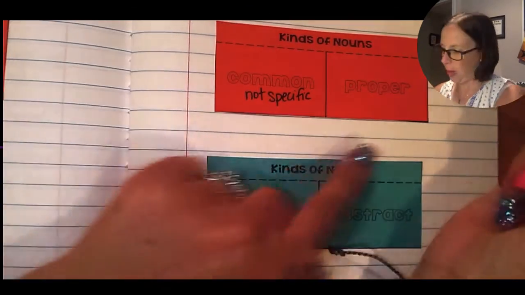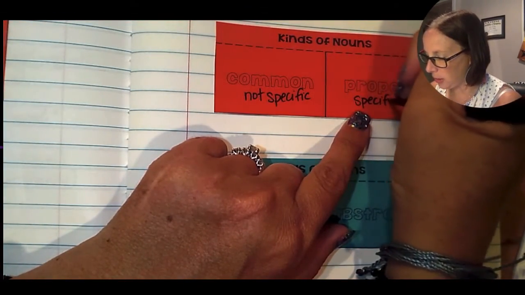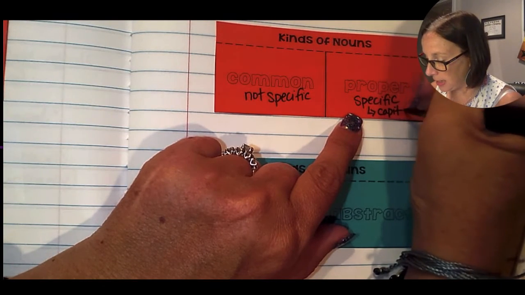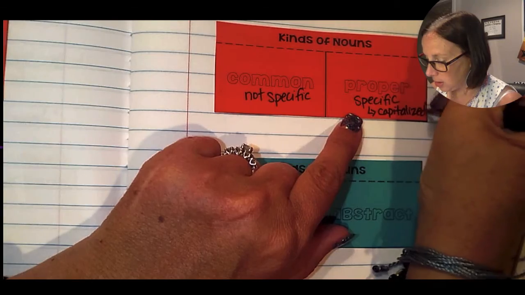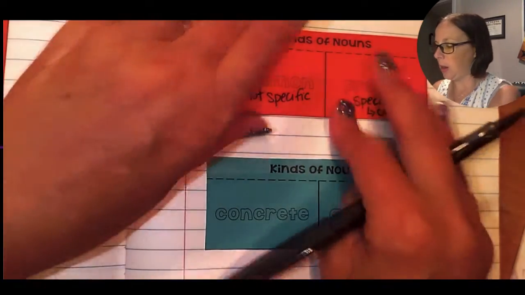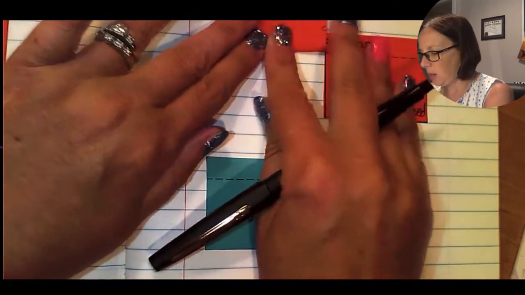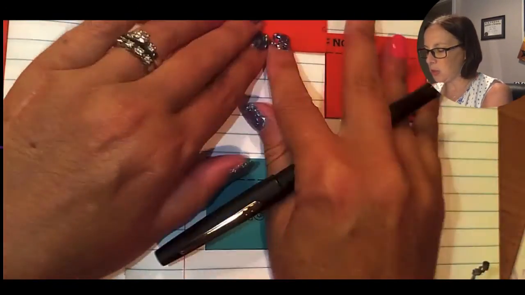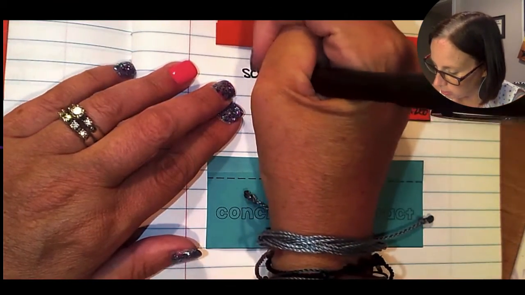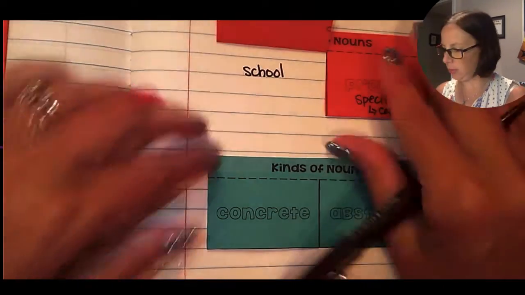Okay, where your proper nouns are specific. And you know what else you do with these? These get capitalized. Okay, all proper nouns are capitalized. Okay, so if we look at the difference between these, remember this side is common, so something that's not specific would be school. Okay, school is a common noun.